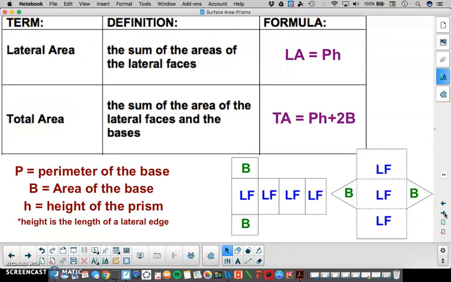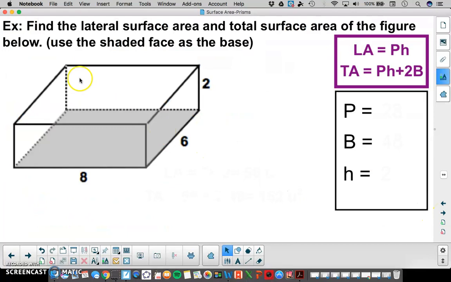Now let's practice this. So we're going to find the lateral surface area and total surface area of the figure below. We're going to use the shaded face as our base. Notice this is a rectangular prism. So we're going to find the perimeter of our rectangle that's our base first. So we have 8 plus 6. This dotted line here will be also 8, and this dotted line will be 6. So add up all of those sides and we get a perimeter of 28.